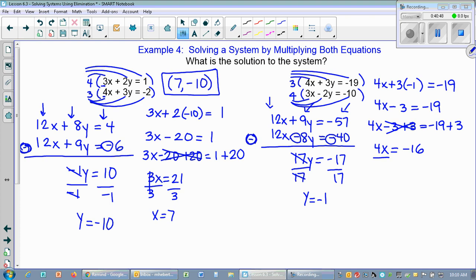We'll divide each side by 4. The 4s cancel, leaving me with a 1x. And negative 16 divided by positive 4 is a negative 4. So my final answer is x is equal to negative 4 and y is equal to negative 1. That is the answer to my second system of equations.